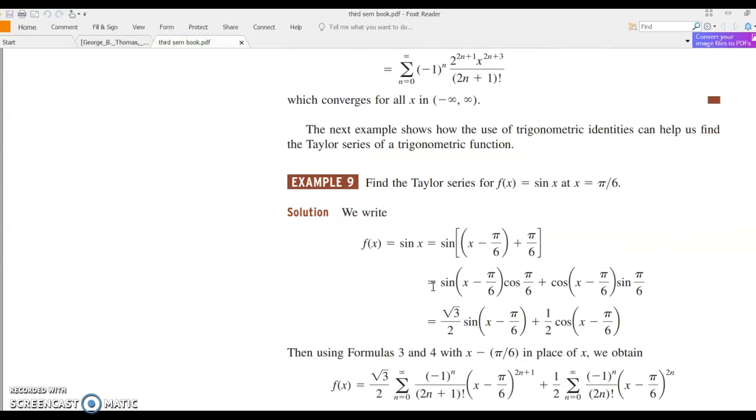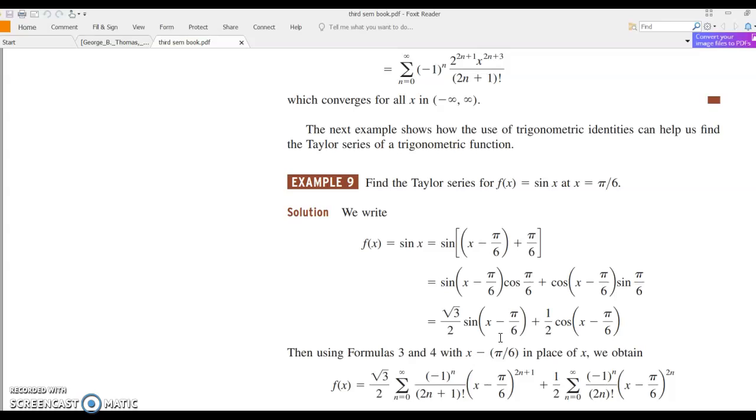Okay, again we can go through one more problem. Find the Taylor series for f of x is equal to sine x at x is equal to pi by 6. To write f of x is equal to sine x in powers of (x minus pi by 6) at x is equal to pi by 6, we need an expression containing x minus pi by 6. So I'm converting this as sine of (x minus pi by 6 plus pi by 6), that is sine of a plus b. What is sine of a plus b? Sine a cos b plus cos a sine b.